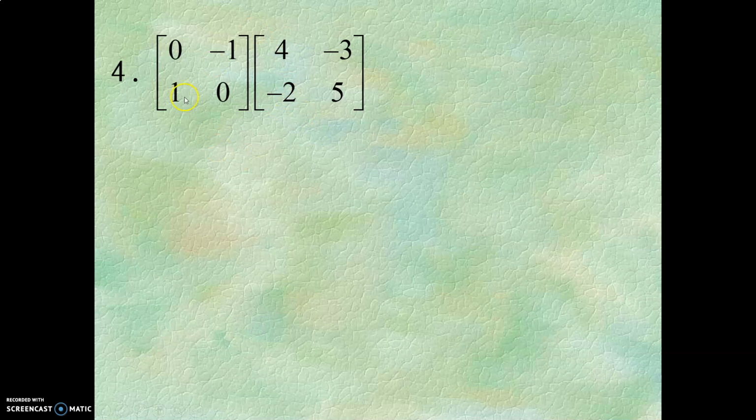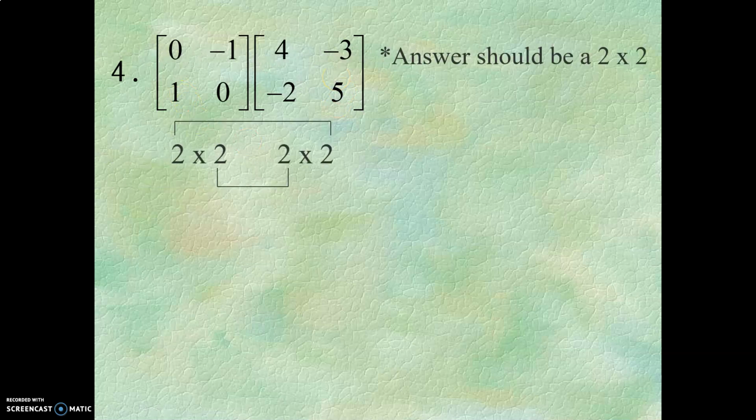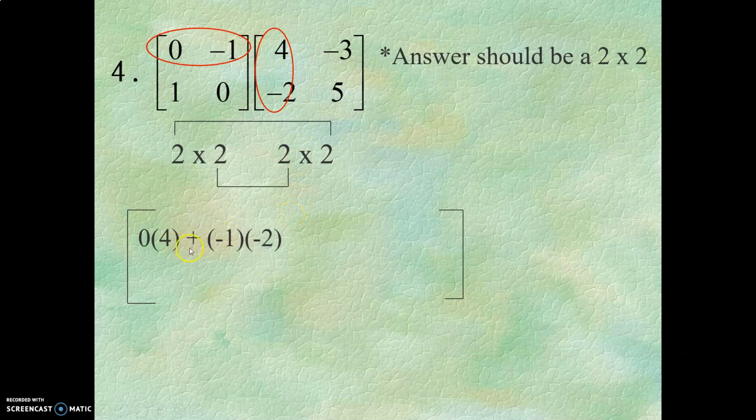So we have a 2 by 2 times another 2 by 2. They are compatible, and look at these outside numbers. They should give us a 2 by 2 matrix. So again, we're going to pair up rows of your first, columns of your second. So I should have a 0 times 4 plus negative 1 times negative 2. And I'm using my first row, first column, and that's going to go in my first row, first column answer.